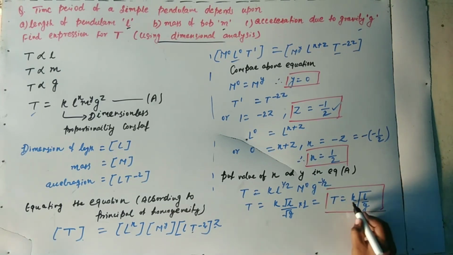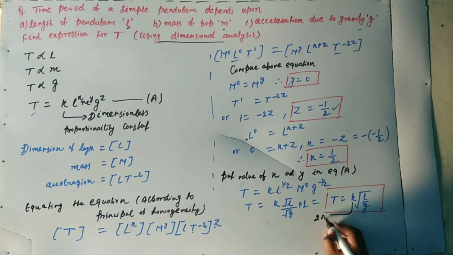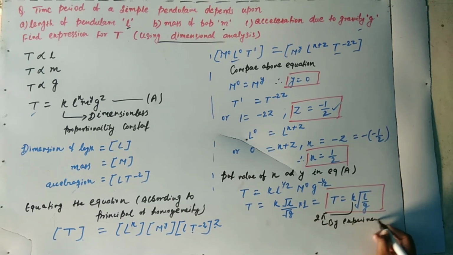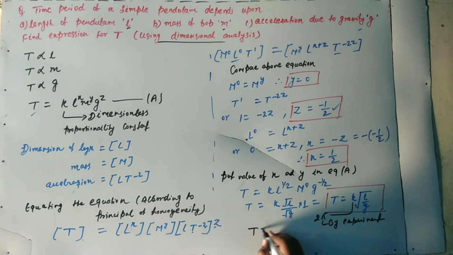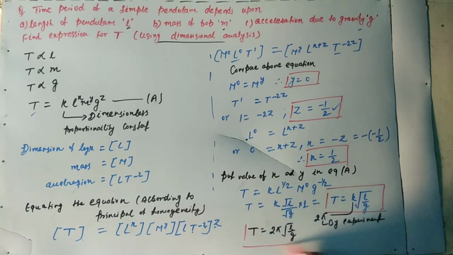You can leave the equation here, or, because K is a constant term, its dimension cannot be found, since it is a unitless term. By experiment it is found that the value of K is 2 pi. Therefore T equals 2 pi root over L by G.